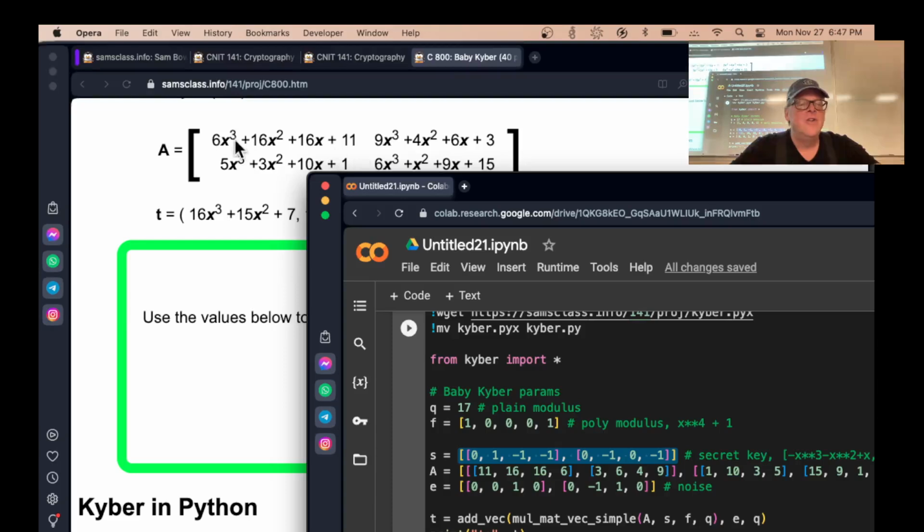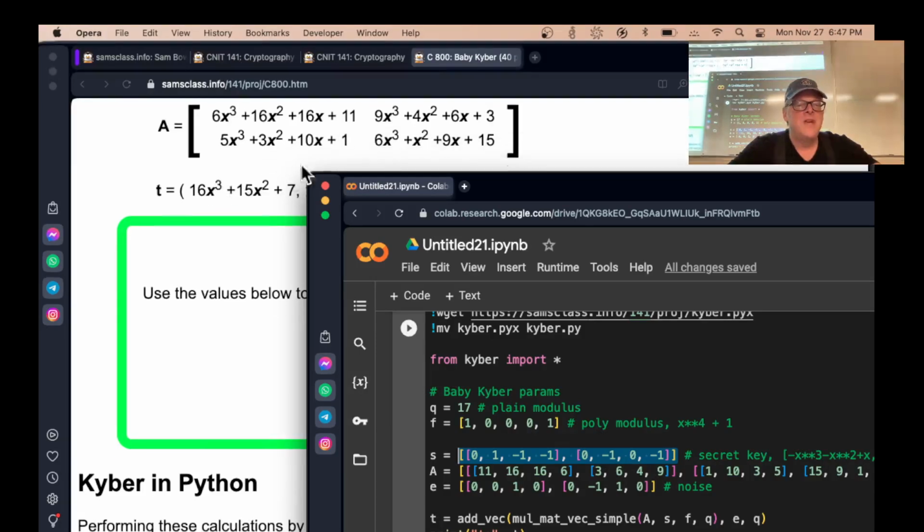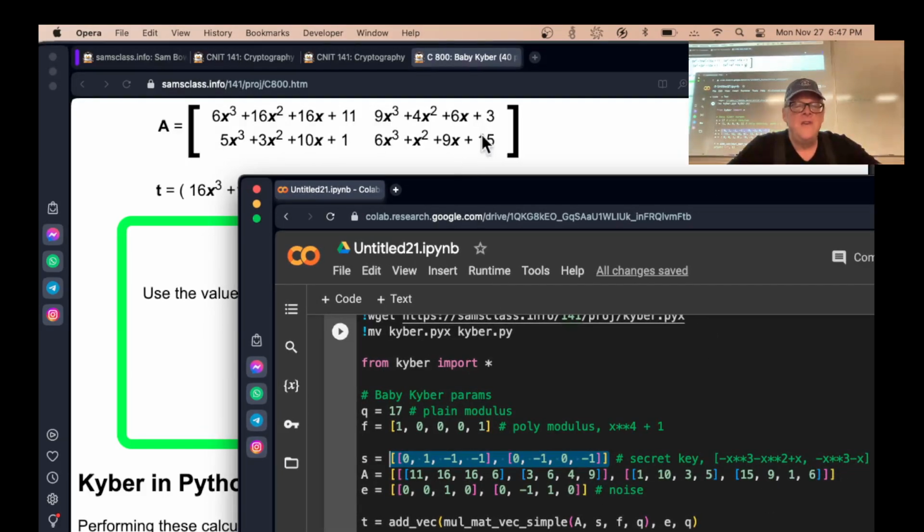So down here, if you look at A, you read it from right, 11, 16, 16, 6. Then you read this one from the right, 3, 6, 4, 9. Then the next one is 1, 10, 3, 5. And the next one is 15, 9, 1, 6. That's how you build the A.